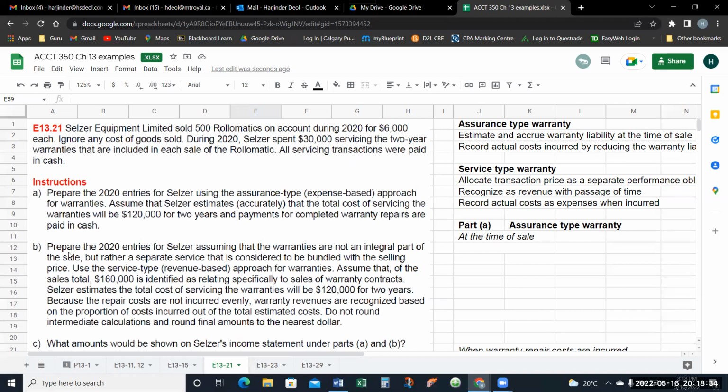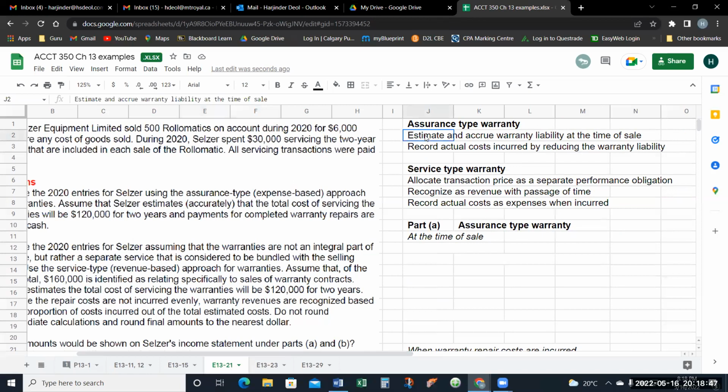So there's multiple parts to the question. The first part says, prepare the 2020 entries for Seltzer using the assurance type approach for warranties. Now, what's the assurance type approach? What you need to do is you need to estimate and accrue the warranty liability at the time of sale. And what most companies will do is they'll typically calculate the warranty expense either on a per unit basis or as a percentage of the sales amount, right? And then you record actual costs incurred later on by reducing the warranty liability.